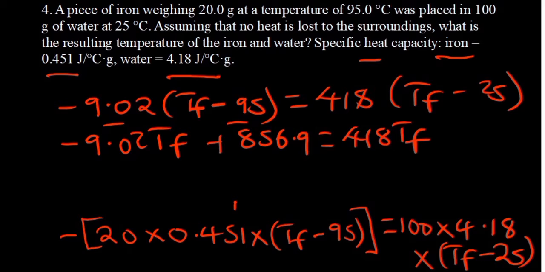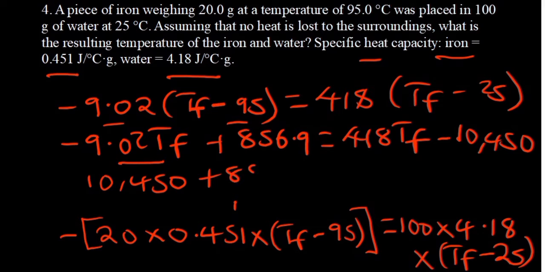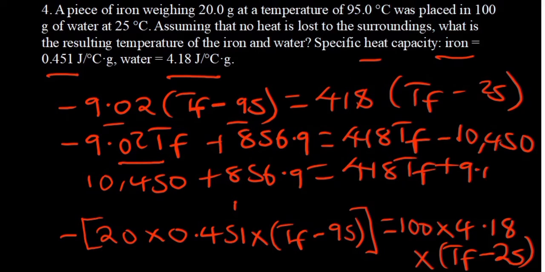25 times 418 is giving us minus 10,450. Okay, so we collect the like terms. So this can go the other side, and on this side we are going to have 10,450 plus 856.9. On the other side, you've got 418 T final plus 9.02 T final.